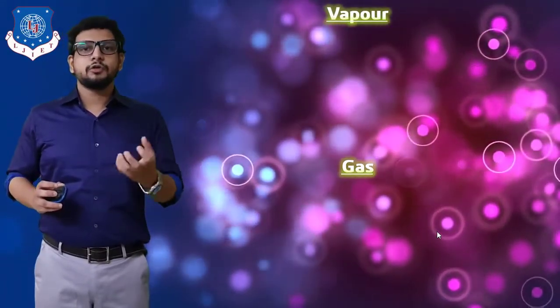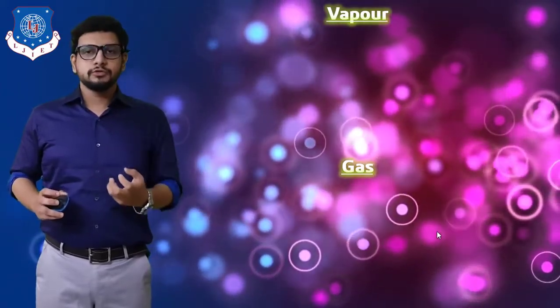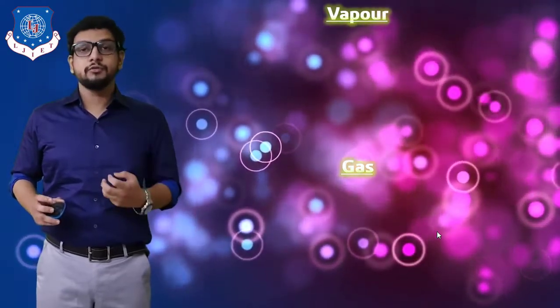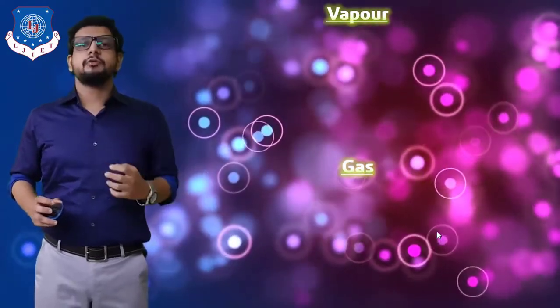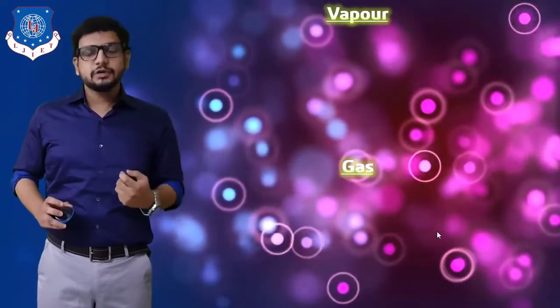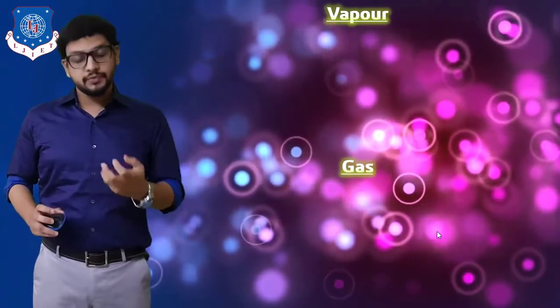Now taking an example of vapor, we can take water vapor, that is steam. So what is the boiling point of water? We know that 100 degrees Celsius is the boiling point of water at a pressure of 1 bar. And in case of gas, we can take an example of, let's say, oxygen gas. So what is the boiling point of oxygen gas? It is minus 182 degrees Celsius.